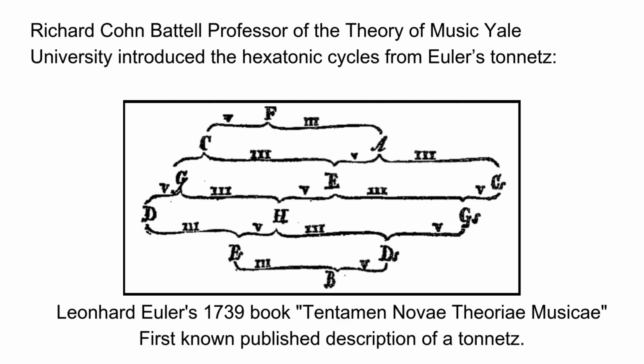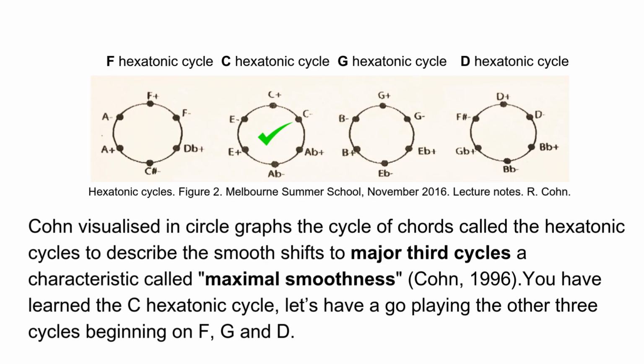Richard Cohn, Battelle Professor of Theory of Music, Yale University, introduced the hexatonic cycles from Euler's tonnetz. Here's a picture of Euler's 1739 tonnetz. Cohn visualized in circle graphs the cycle of chords called the hexatonic cycles to describe the smooth shifts to major third cycles, a characteristic called maximal smoothness.